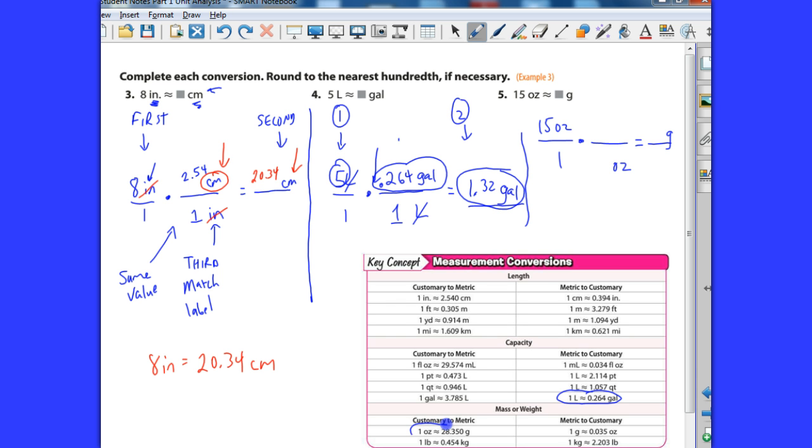Here I have ounces and grams right there. I have 1 ounce is equal to 28.35 grams. Okay, so look what happens. The ounces cancel and you're left with grams. Now if you multiply 15 times 28.35, that works out, I'm going to write it underneath because I'm running out of room, 425.25 grams. And there you have it. Okay, let's move on to number 6.